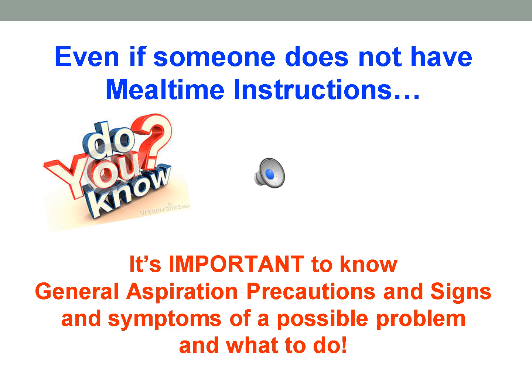Even if someone does not have mealtime instructions, we work with a population that sometimes struggles from day to day. They may have excellent mealtime skills, and then maybe one day something goes wrong, and maybe they're not feeling well, or maybe they got in a fight with their favorite friend. Maybe they need a little extra help that day. So it's always important to just know the general aspiration precautions and know what symptoms and signs you're looking for, so you'll have an idea of what you need to do.